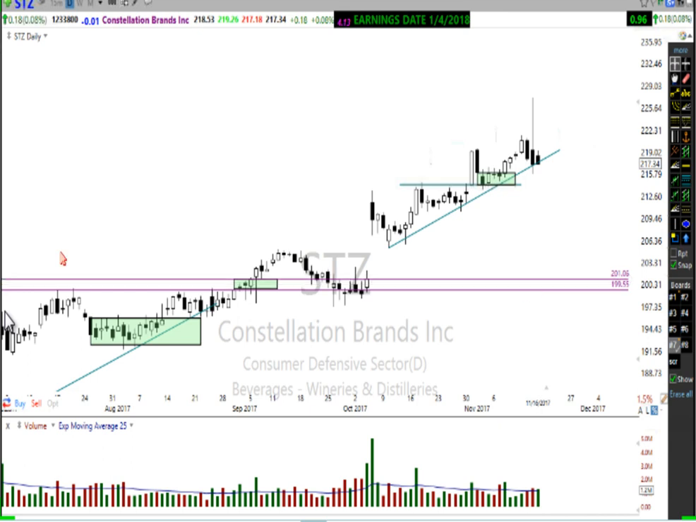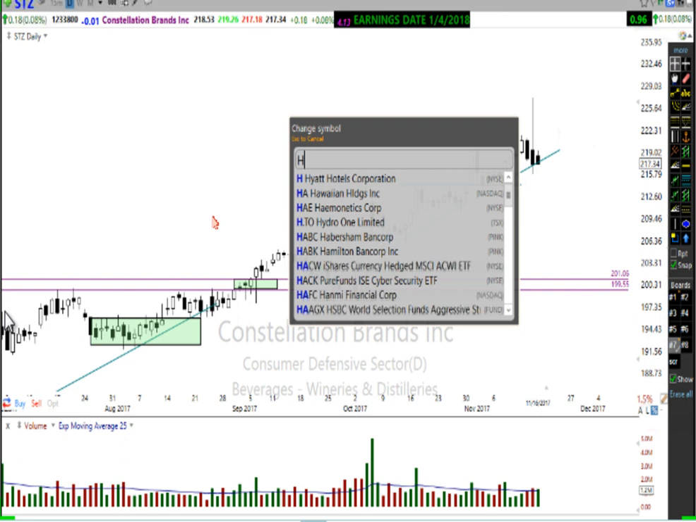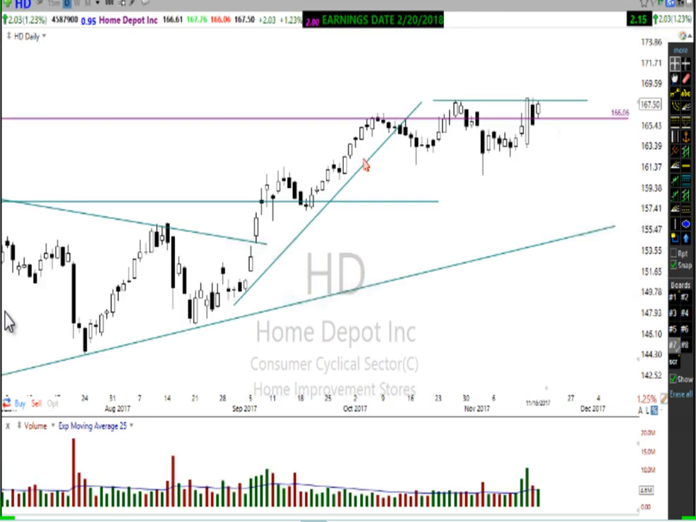Robin, you may have to click the red X and reboot it because we are on STZ. It is showing up here on mine. Sorry, guys. I'll stay as long as you want me to look at stocks. I don't know when I might get cut off here.